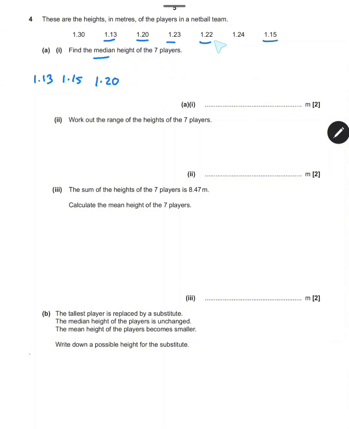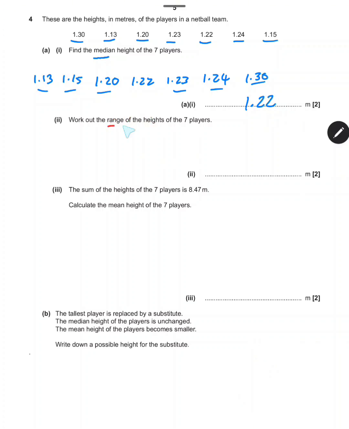Then 1.22, 1.23. Then 1.24 and 1.30. If we're asked to find the median, we want the middle player when they're in order. So I'm just going to start crossing off left and right. The middle player is 1.22.